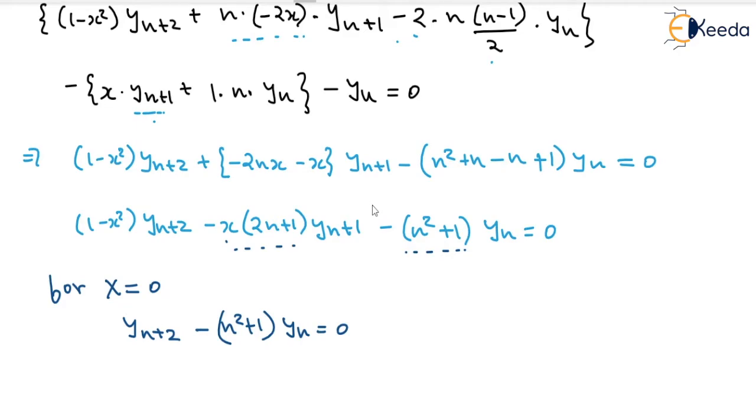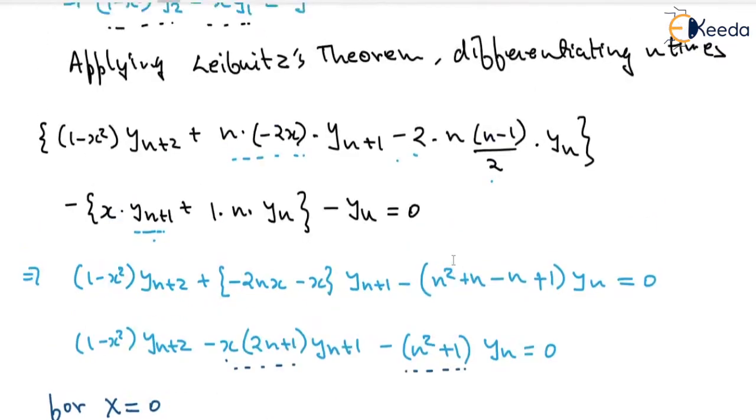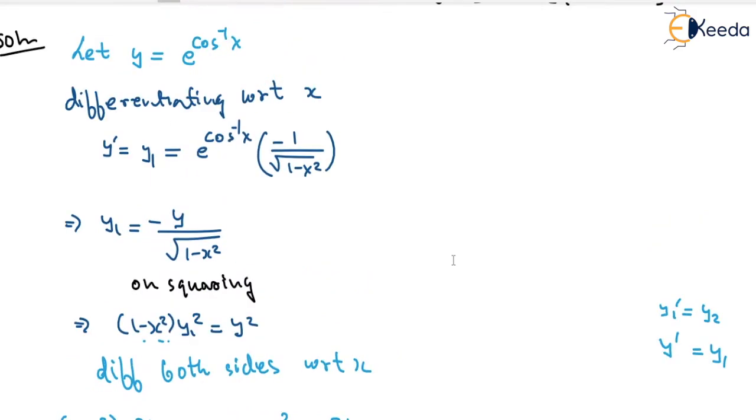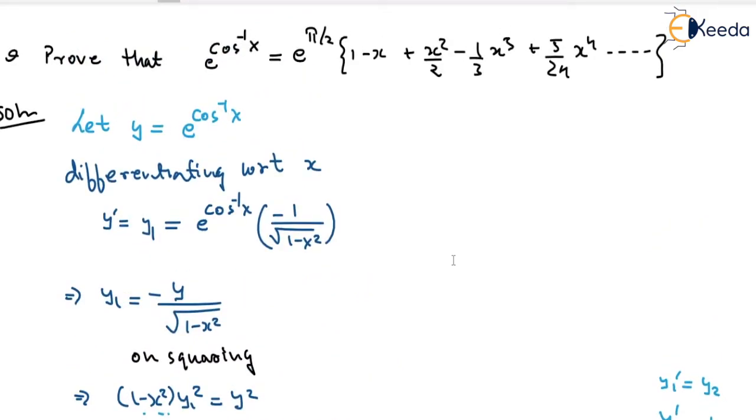So this is the condition for x equal to 0. From here we are into the special case of x equal to 0. Now moving back to all the terms we have found, we can try finding the values for x equal to 0. This is our y, so y of 0, we can find it from here. E to the power of cos inverse of x will be e to the power of pi by 2.